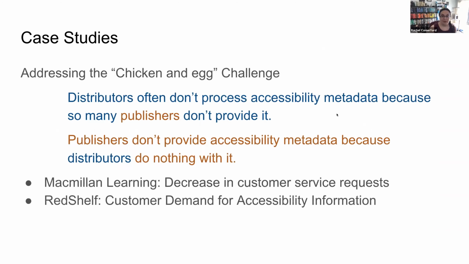Great, thank you. So I wanted to take a look at some specific examples of metadata usage and its impact. I mentioned before that there is the chicken and egg problem, and we've talked about that quite a bit. But what we hear a lot from distributors is that they haven't started doing anything with accessibility metadata because most publishers aren't providing it. Publishers, on the other hand, have no interest in investing in updating their metadata feeds with accessibility information because they feel that most distributors aren't exposing it in a meaningful way. The numbers are sort of creeping up on both sides, but ultimately, the success of this metadata really depends on agreement from both sides that implementation is important.